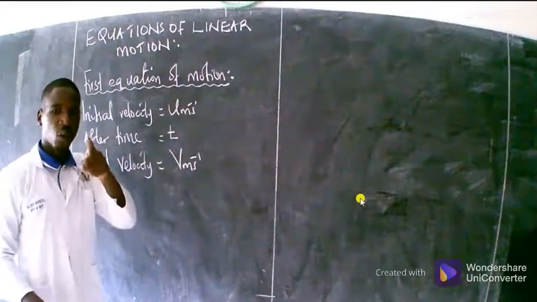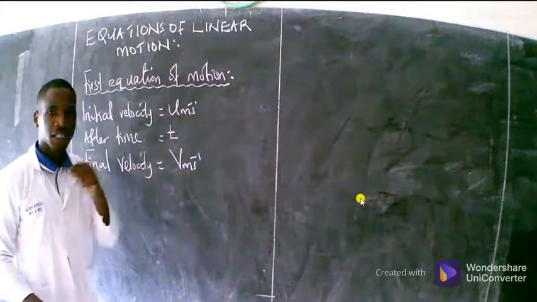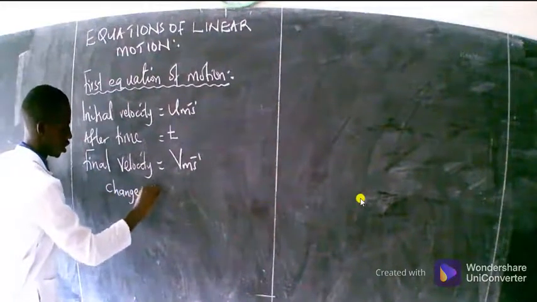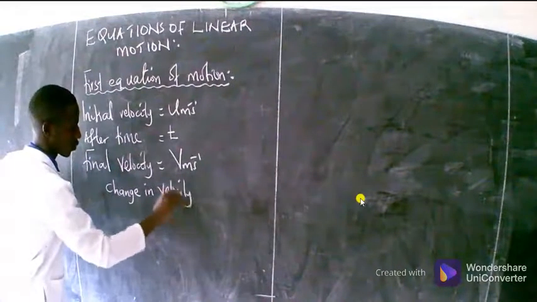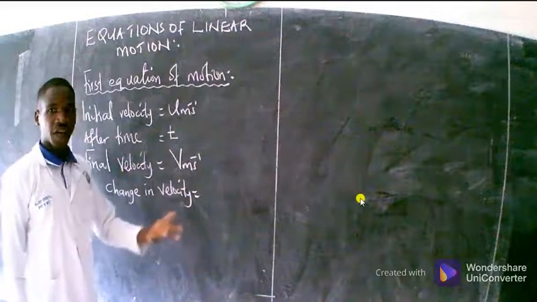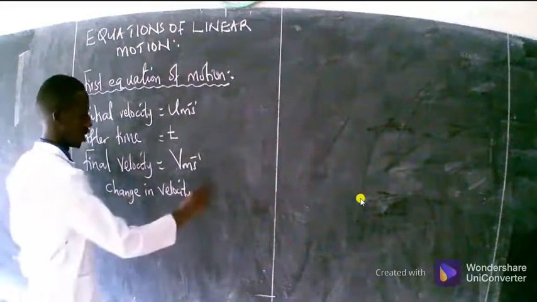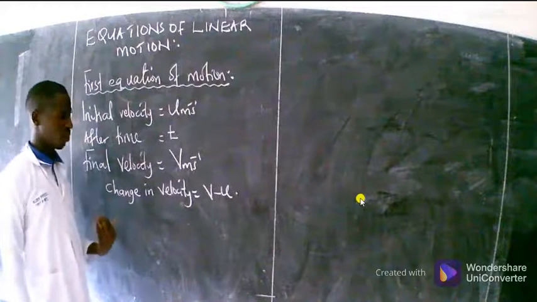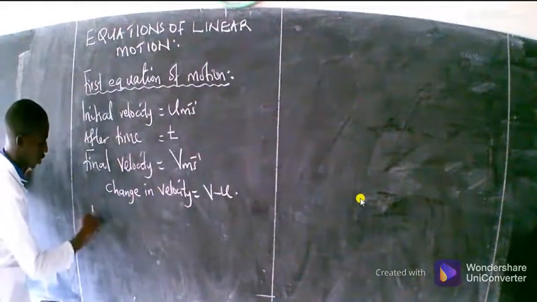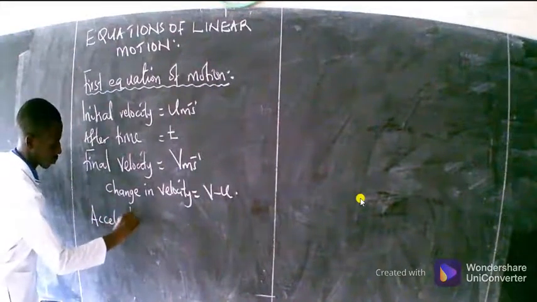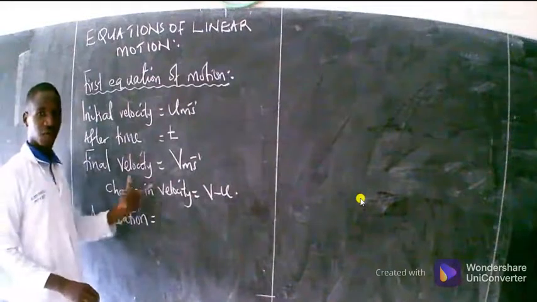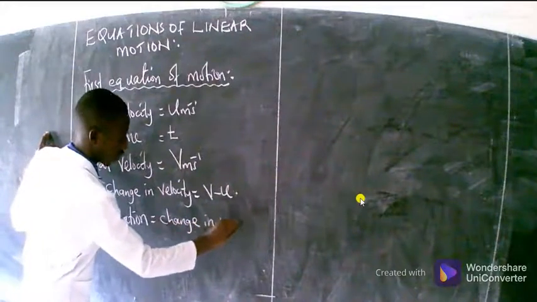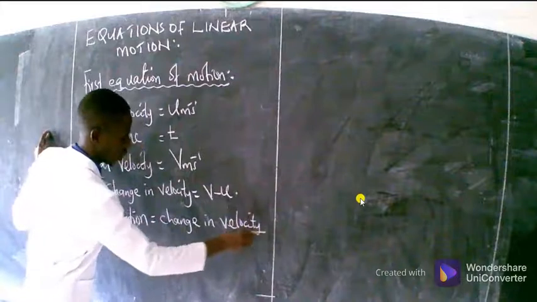Then the question would be, what is the change in velocity? Change in velocity is going to be the final velocity minus the initial velocity, which is v minus u. Then from there, we define acceleration. Remember the definition of acceleration? We said acceleration is the rate of change of velocity. So it is the change in velocity divided by time.